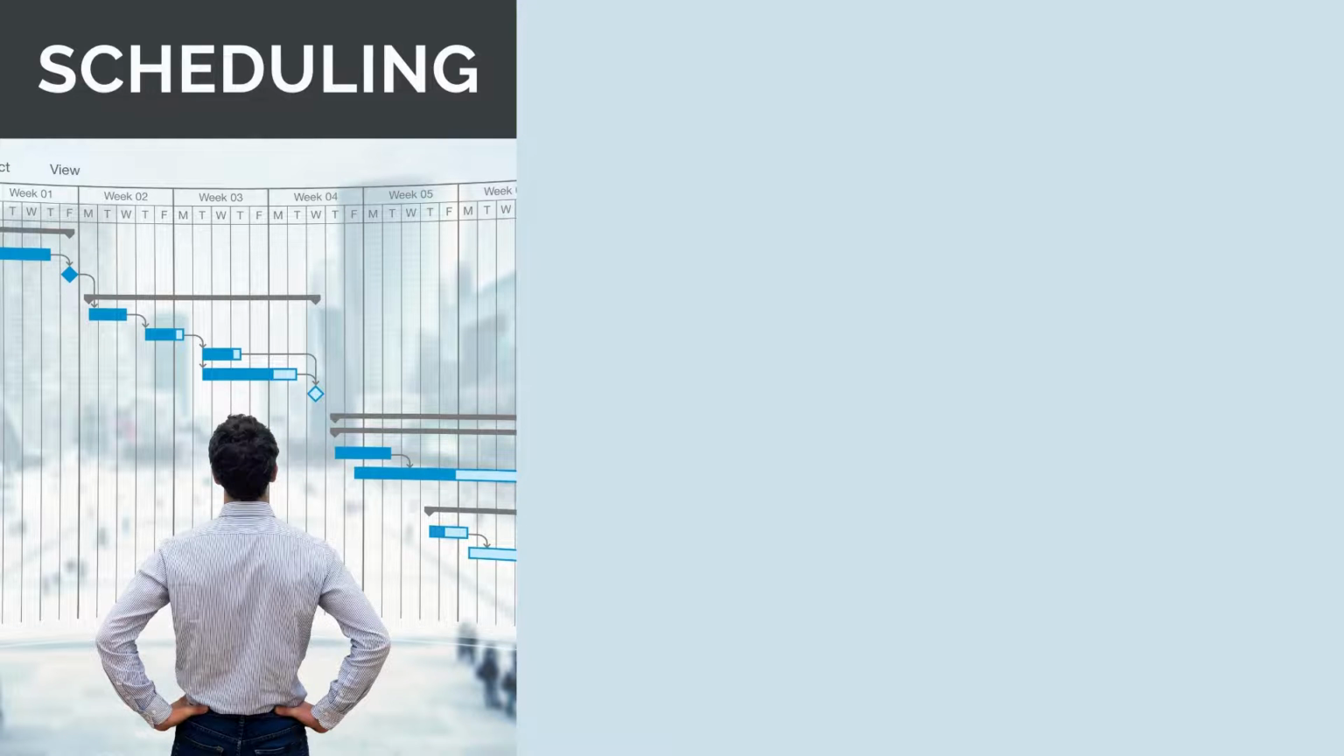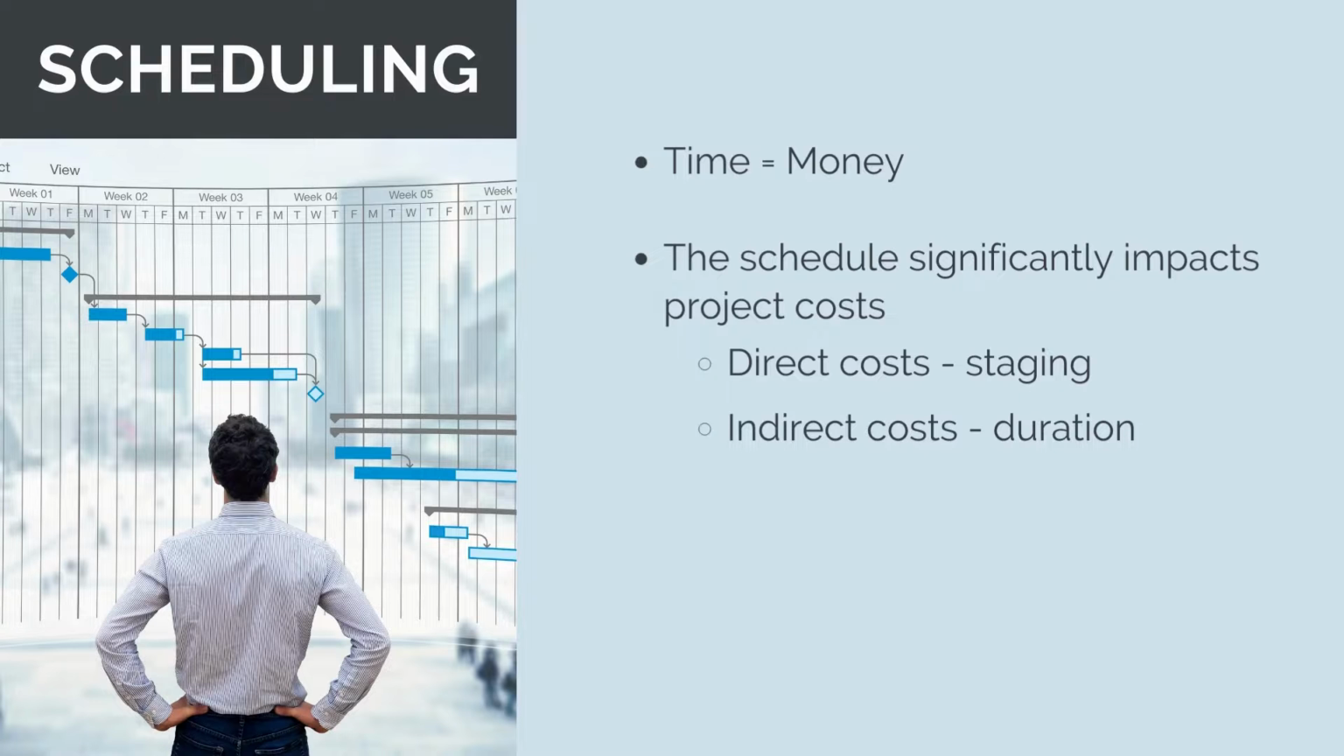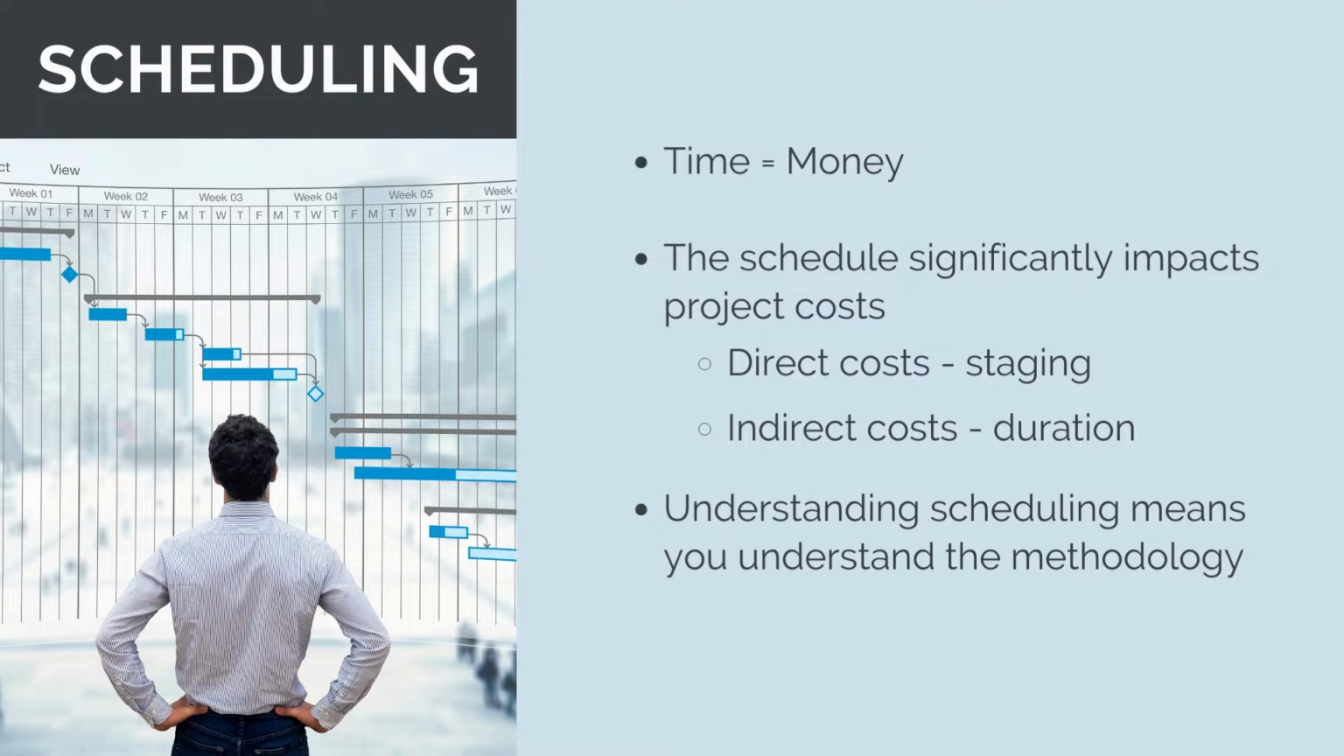Finally, to be a great estimator, you need to understand scheduling. That's because on a construction project, time equals money. The quicker you understand that, the quicker you will properly understand estimating. The schedule significantly impacts project costs. This is through both the direct costs of doing the works, which are impacted by the overall staging and delivery methodology, and through the project's indirect costs, which are impacted by the overall project duration. If we understand how to develop a schedule, we understand how to deliver a project and then can accurately work out and also optimize how much the project will cost.